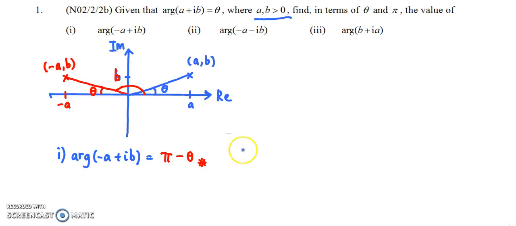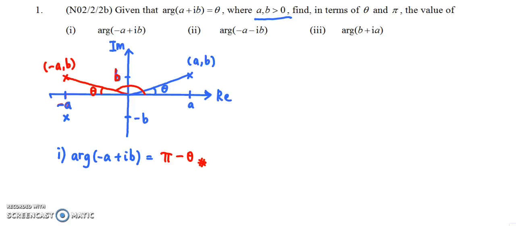Let's move on to our part 2. Part 2, we are looking at the new complex number negative a minus ib. So we can still use the same diagram. Negative a, you can see that it is right here. As for negative b, it will be somewhere down here, below the real axis. And therefore, our new complex number is somewhere in the third quadrant.